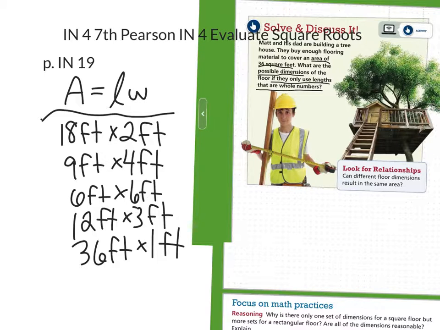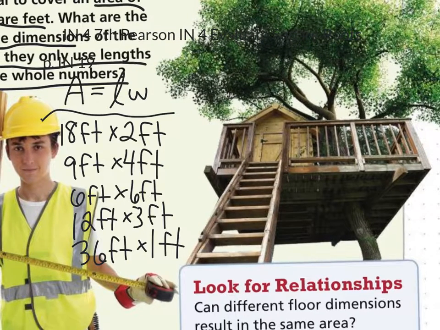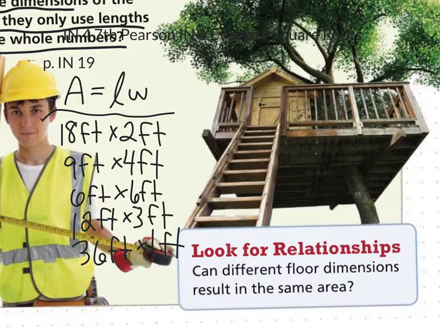Also, if you think about it, if we look at the picture, not only are some of these maybe not really practical, there's another consideration. If we look at this picture, you might notice around the sides, they've got this railing to make sure that we don't fall off. So there's a consideration with that as well. The railing goes around the outside, so that has to do with the perimeter of our treehouse.